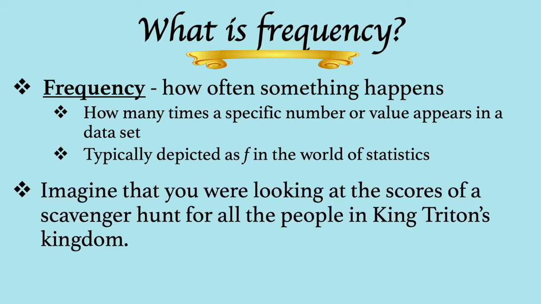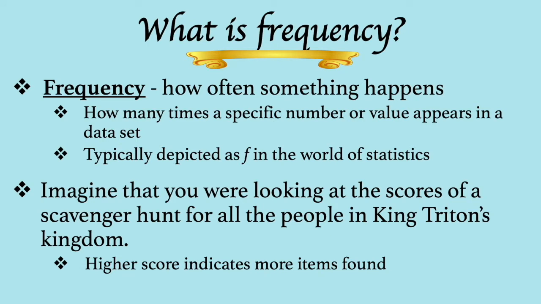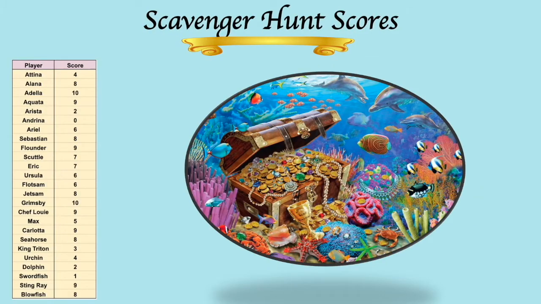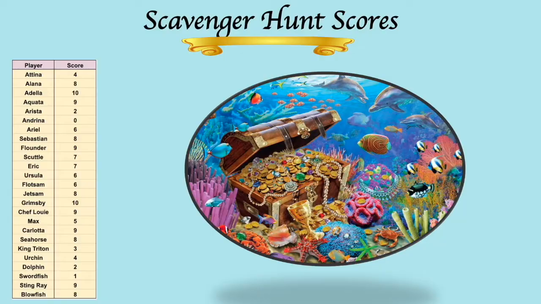Let's consider a specific example. Imagine that you are looking at the scores of a scavenger hunt for everyone in King Triton's kingdom. And the higher the number, the more items were found. So let's say this is the data set that we came up with, okay? We have 25 different participants in our scavenger hunt. Everyone from my sister to Flounder to the seahorses. Everyone in the kingdom participated in our scavenger hunt, and here are the scores. As you can see, some did very well in the scavenger hunt, finding 10 items, and some not so well, not even finding one. So our range is from 0 to 10.